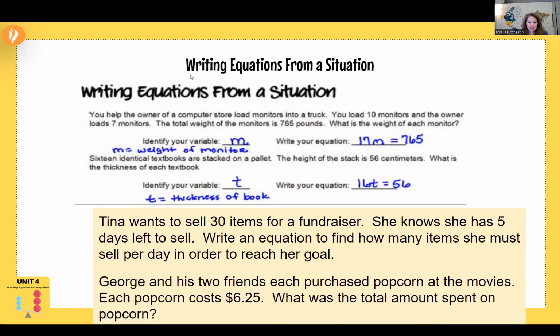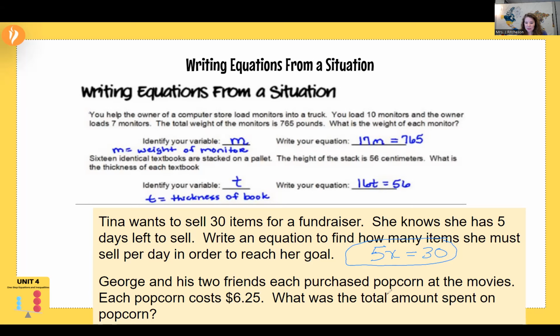All right, the next one. Tina wants to sell 30 items for a fundraiser. She knows she has 5 days left to sell. Write an equation to find out how many items she must sell per day to reach her goal. So could you come up with the equation? She's going to sell 5 days times the number of items per day for a total of 30. So this is the equation that would go with this situation. And of course, we know that's 6 items per day, right?